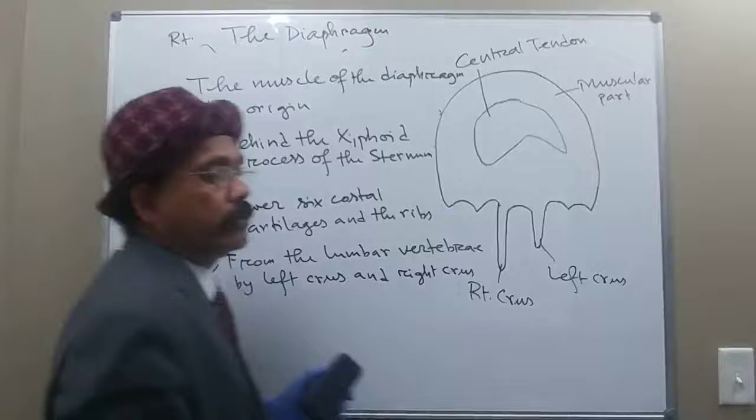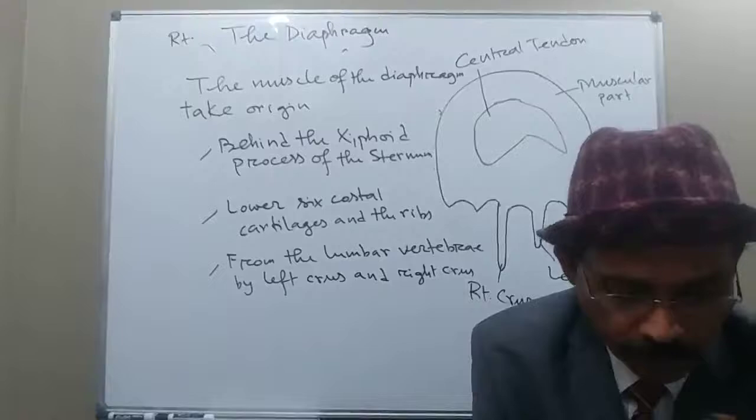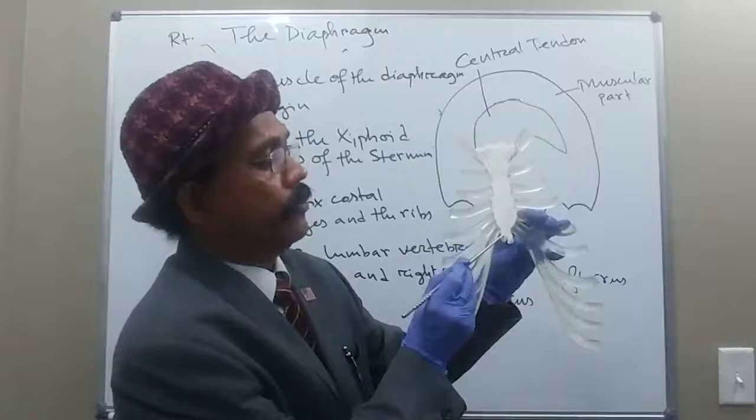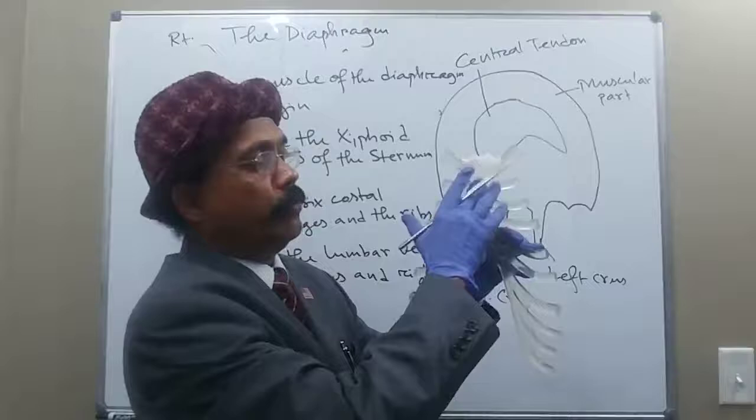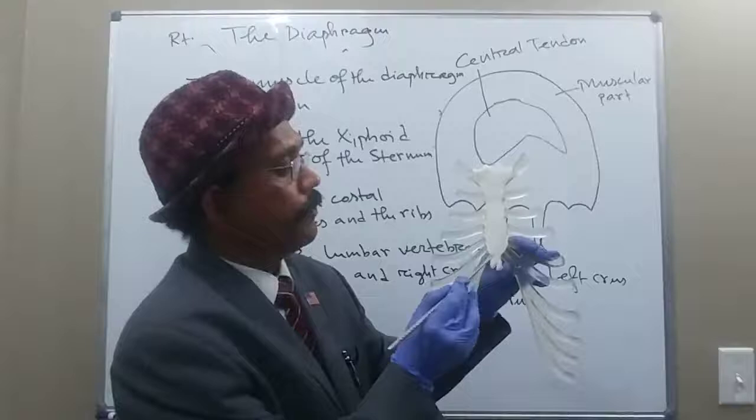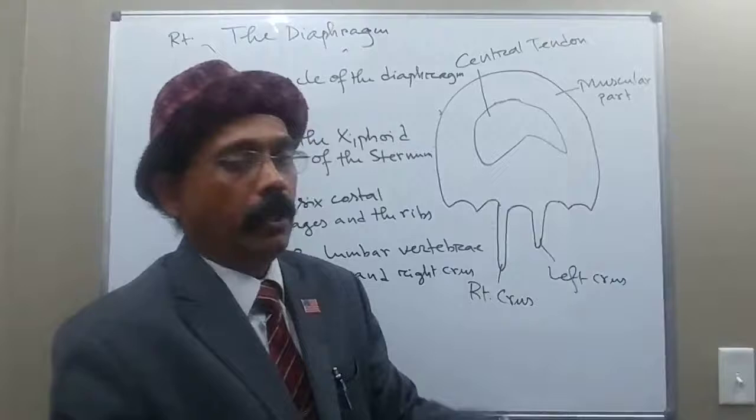Again, it takes origin by two slips from the xiphoid process. This is the sternum: manubrium, body of the sternum, xiphoid process. We'll get origin from here, origin from the costal cartilages and their joining ribs. Okay, and also we'll get origin from the lumbar vertebra.